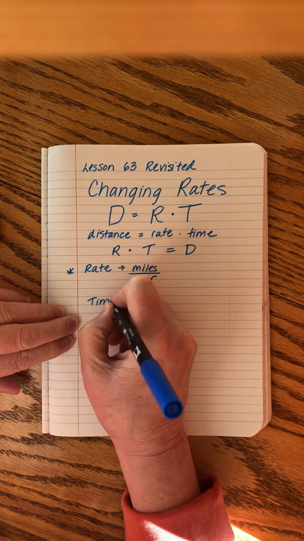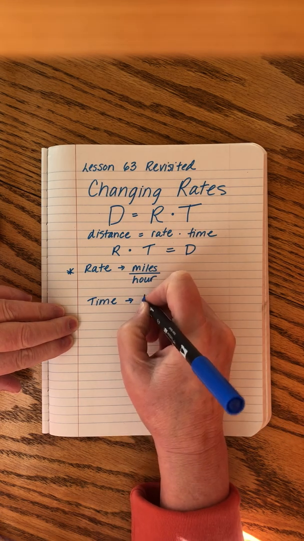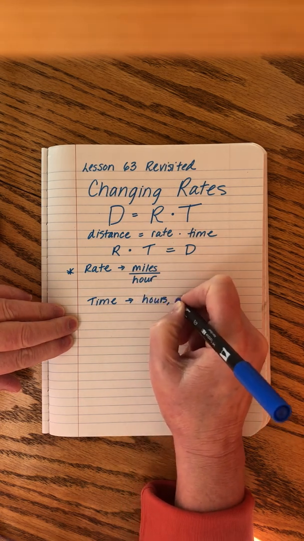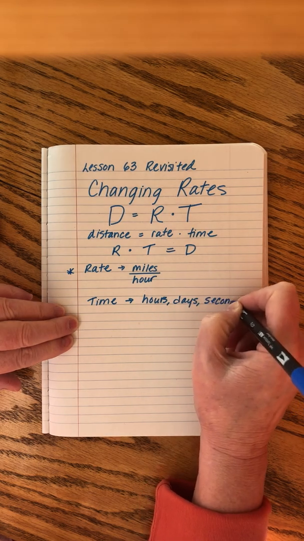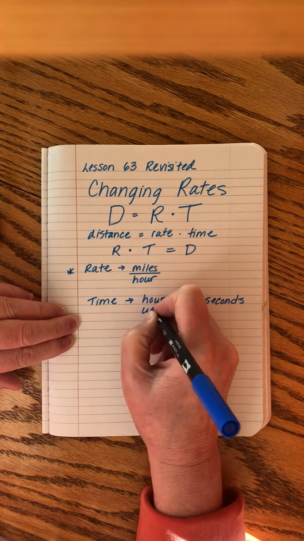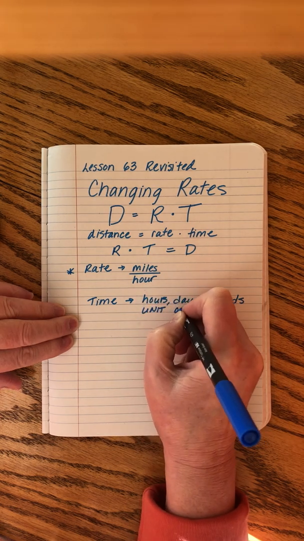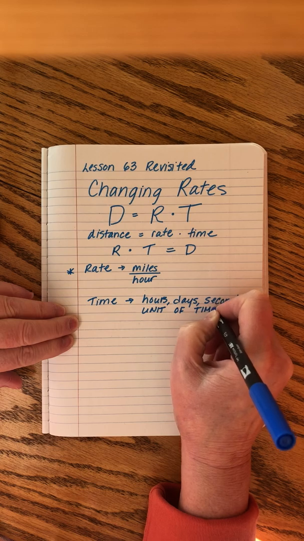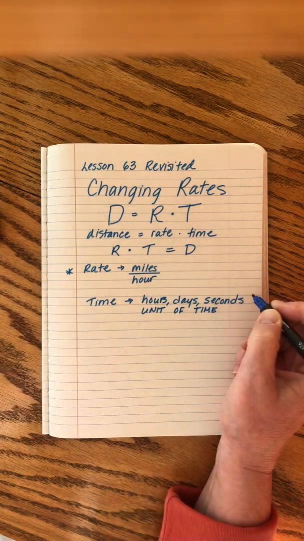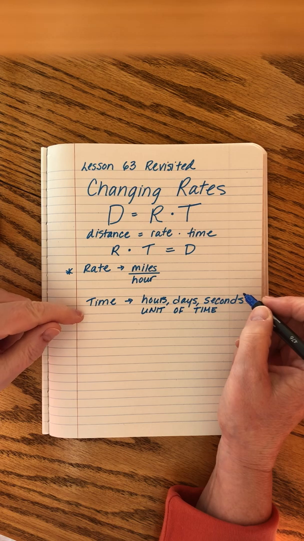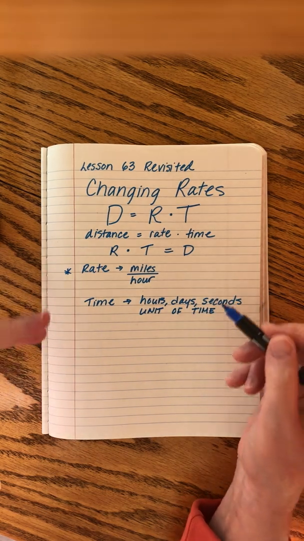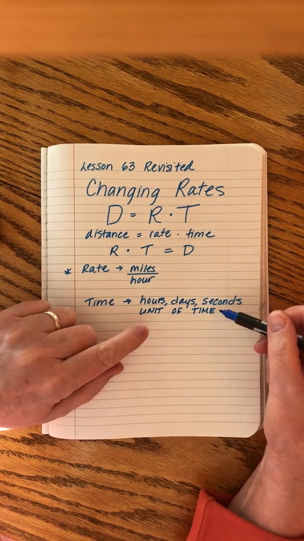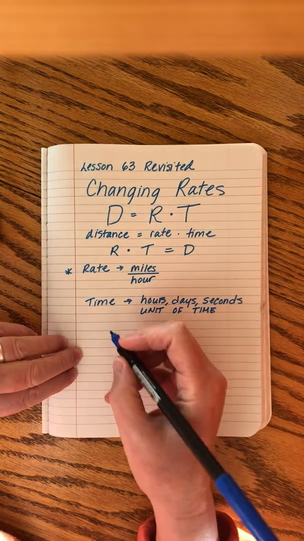Time, that's easy. That's usually written as hours or days maybe, or seconds, right? It's a unit of time. And you're quite familiar with those. All right? So you can look at information and easily figure out which one is the time, because it's going to be measured in hours, days, seconds, minutes, weeks, whatever. You know what units of time are, and so it's easy to identify the time.